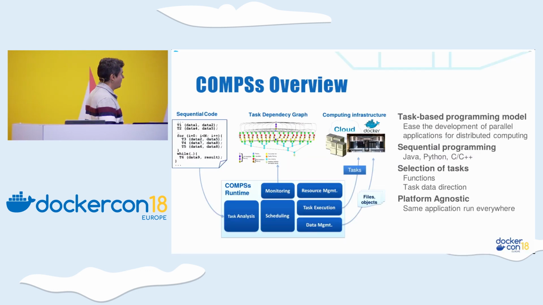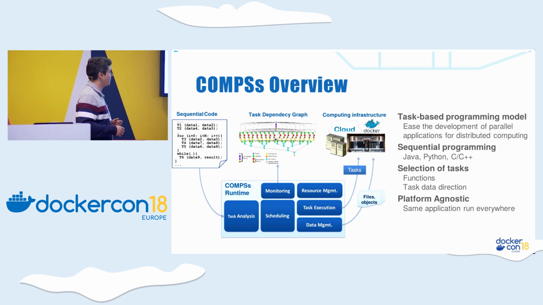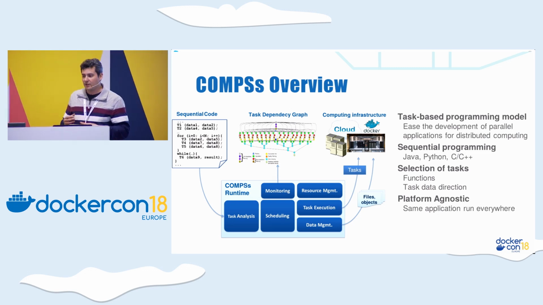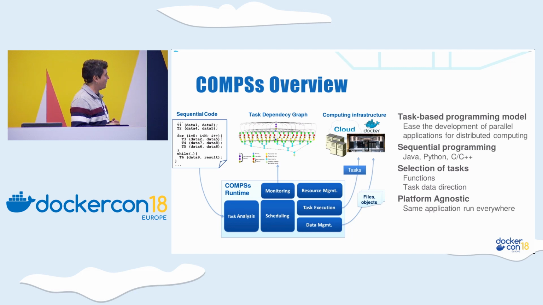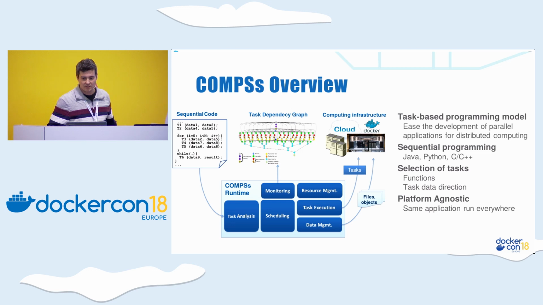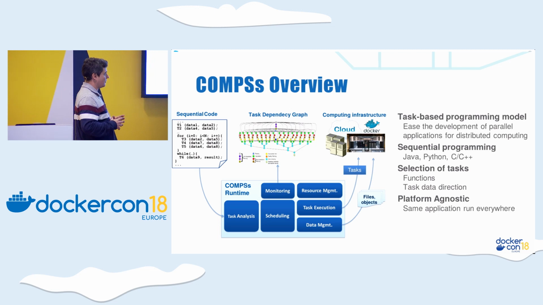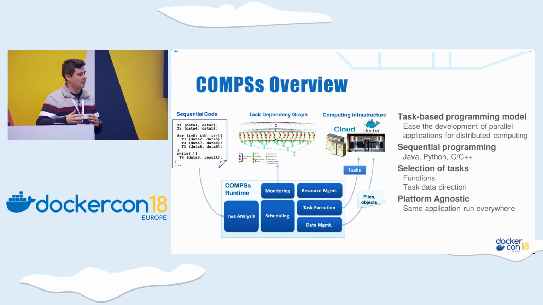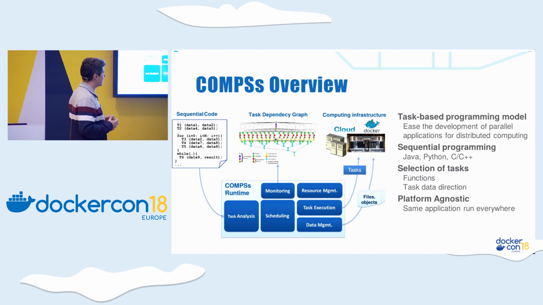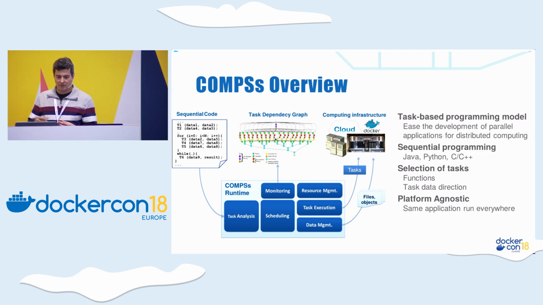So just a brief overview of COMPS. COMPS is a task-based parallel programming model whose goal is to facilitate the development of parallel applications for distributed computing. We support three high-level languages: Java, Python, and C++. The idea of this model is that a part of the code that is used several times in the application, we define this function or this part of code as a task, and we indicate the direction of the parameters of this method or task.